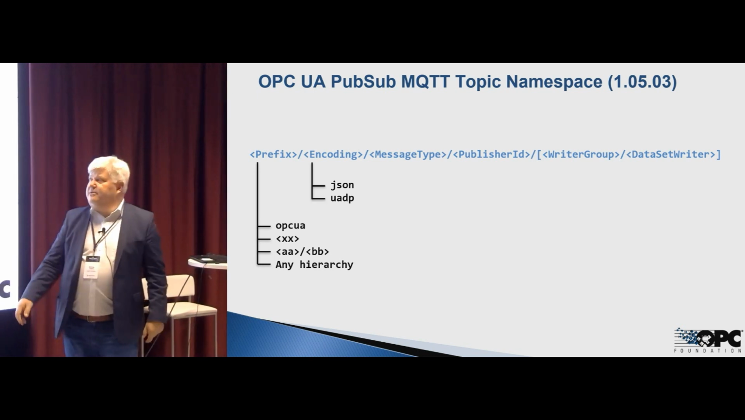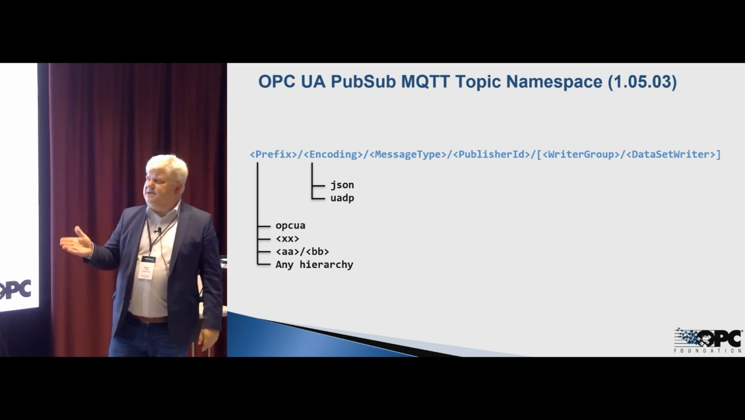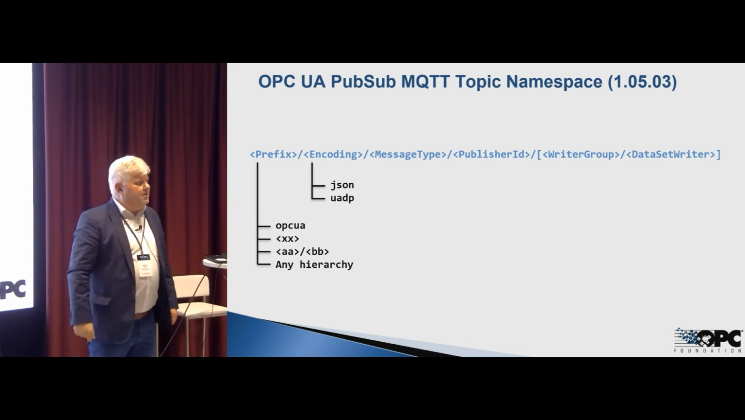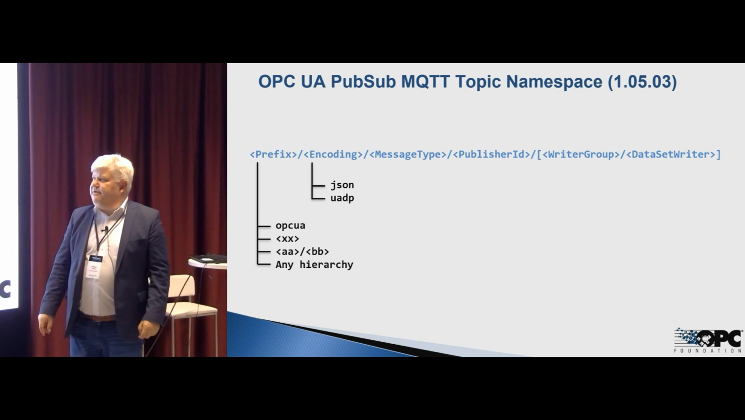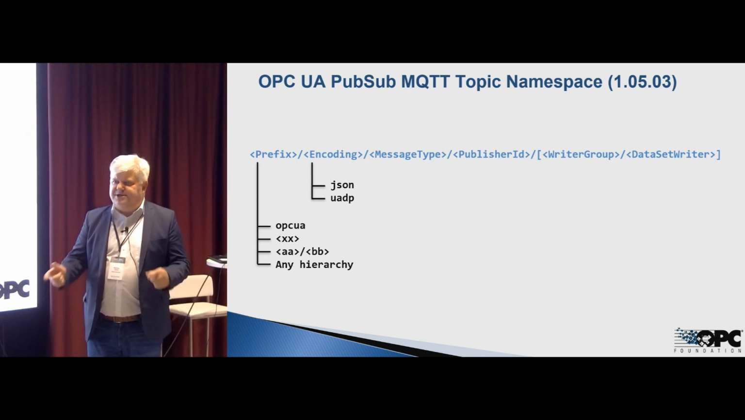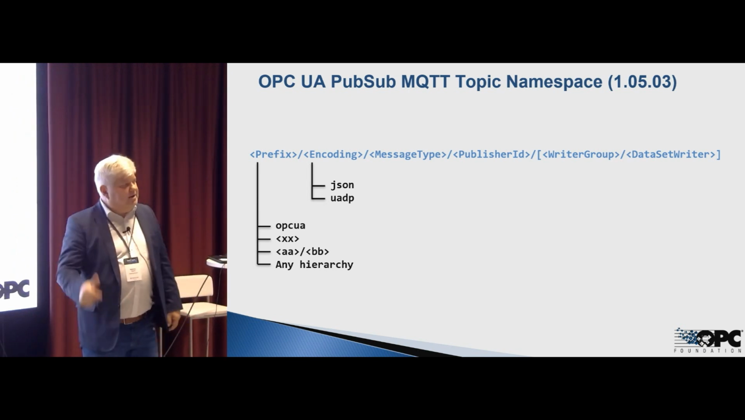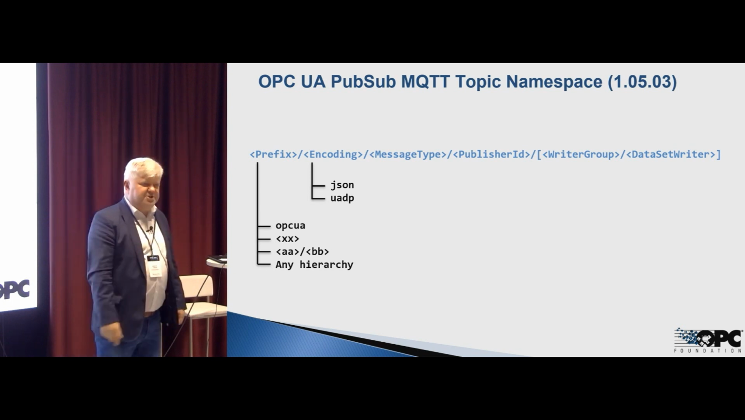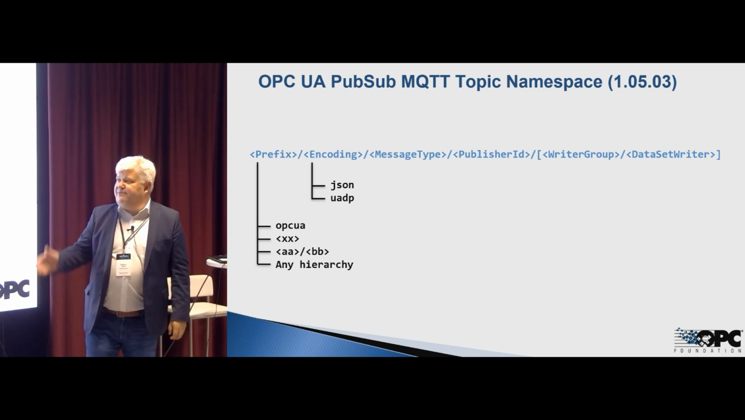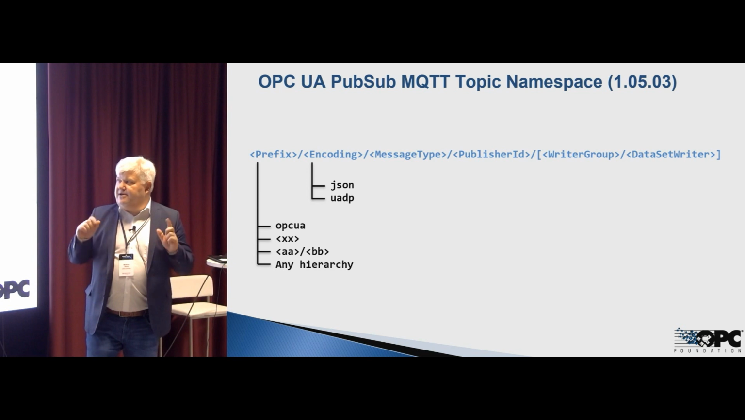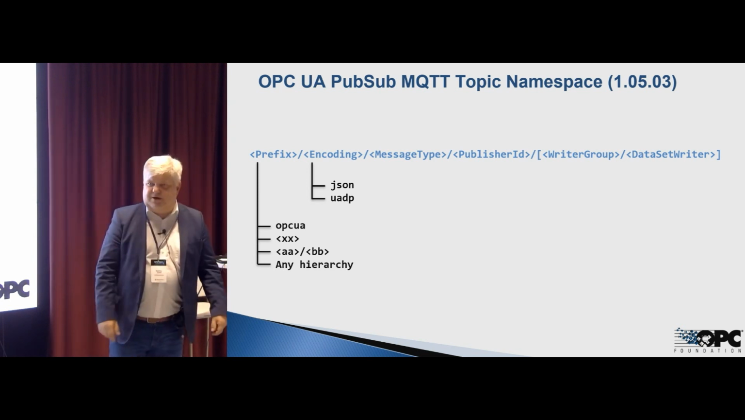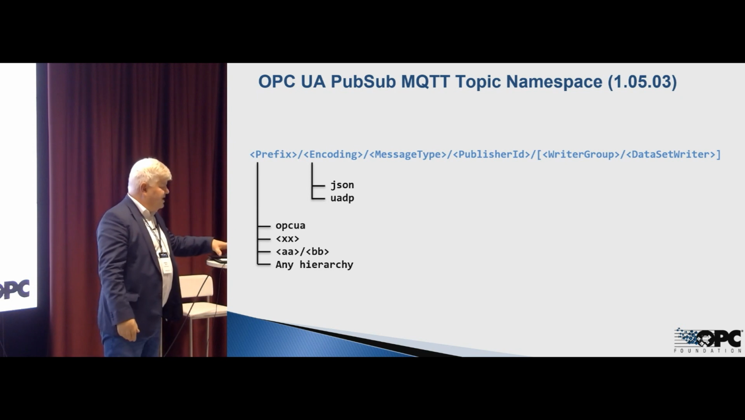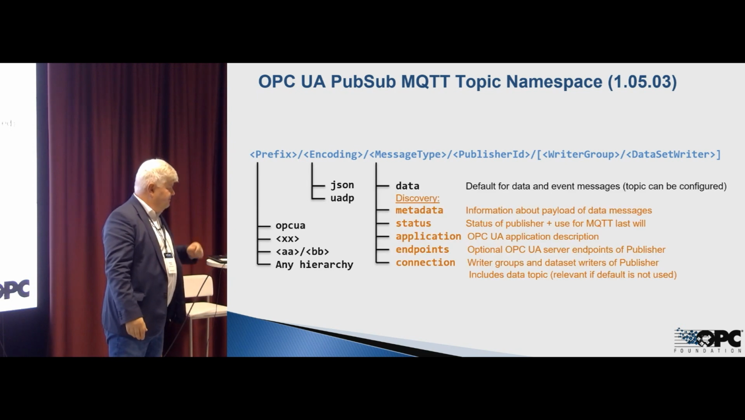Then we have the encoding. So we have JSON and UADP encoding. Both make sense, I think. If you have OPC UA aware applications on all sides, UADP, the binary, is much more efficient than the JSON. But we have also the JSON for, let's say, IT applications that have not really any OPC UA knowledge or no requirement to put on them.